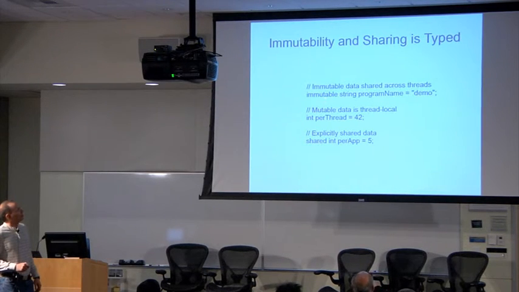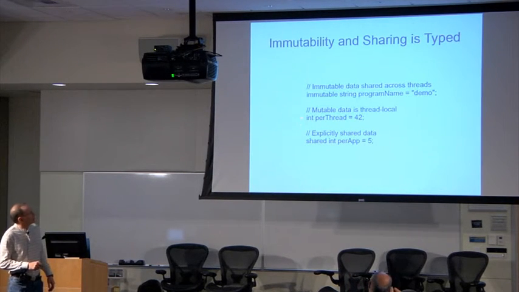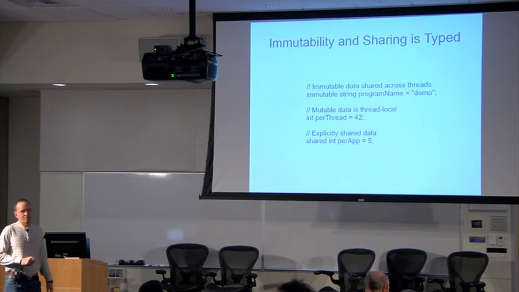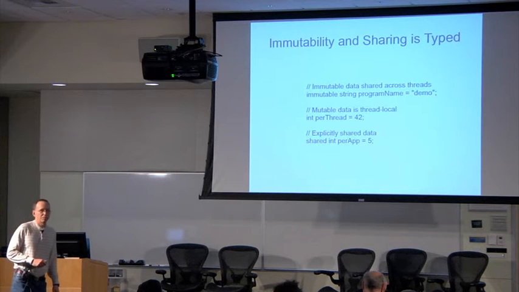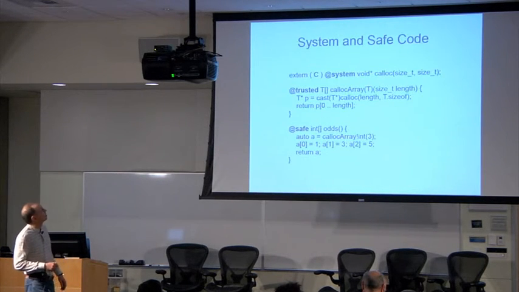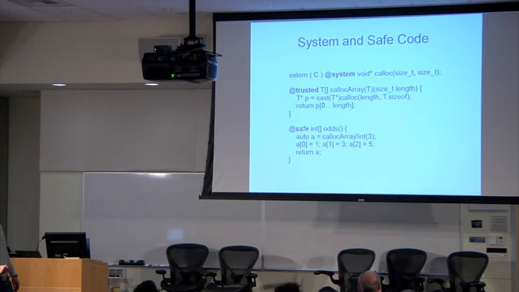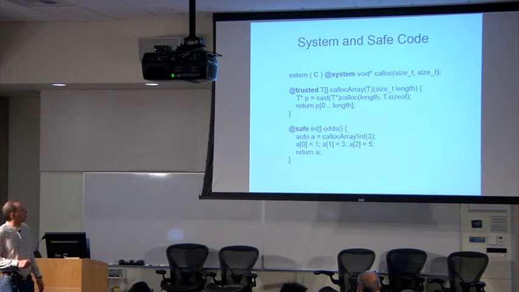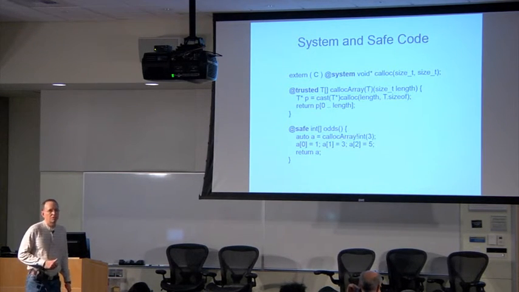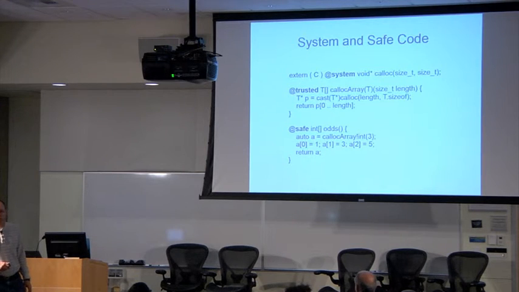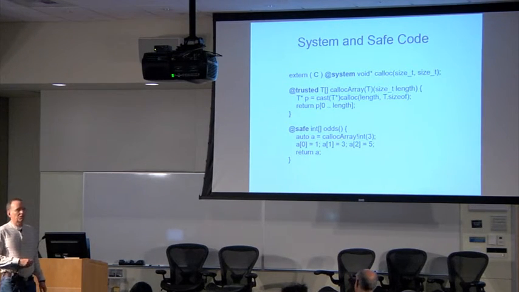We talked about this a bit before. Immutable as a type constructor. If you don't say immutable, your data is thread local. This is actually thread local data declaration. Or you can say your data is explicitly shared among multiple threads. You can divide up your code between guaranteed safe code versus trusted or system code. Safe code, by that I mean it's memory safe: no buffer overflows, no dangling pointers, no pointers to garbage.